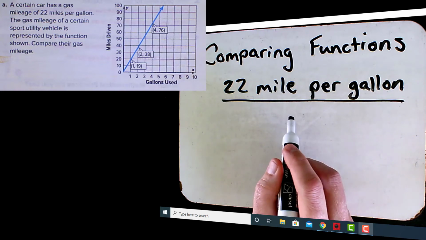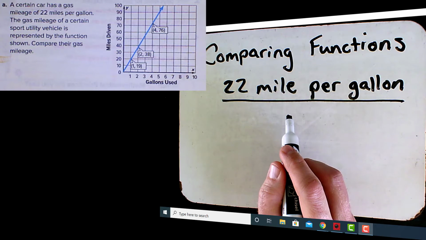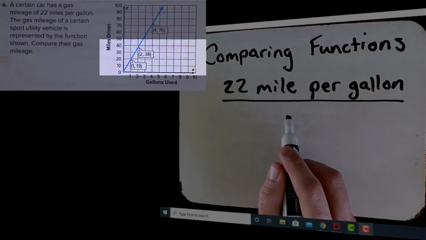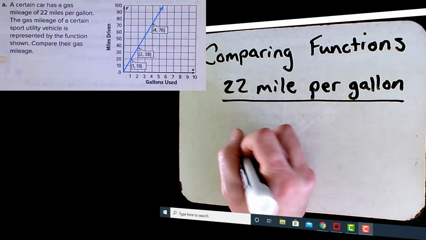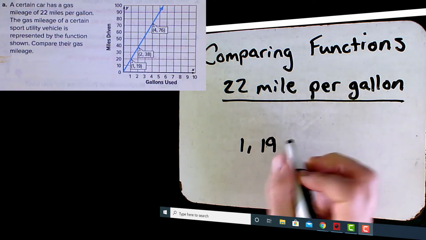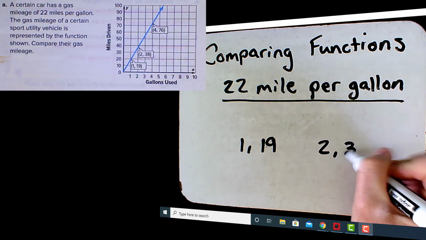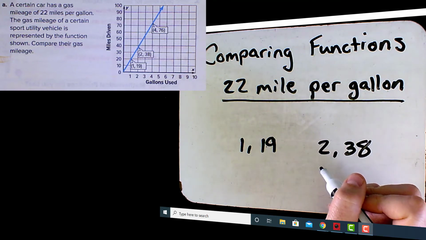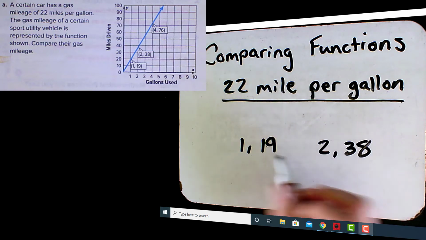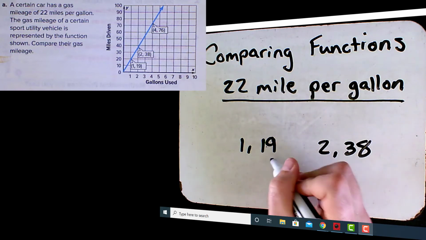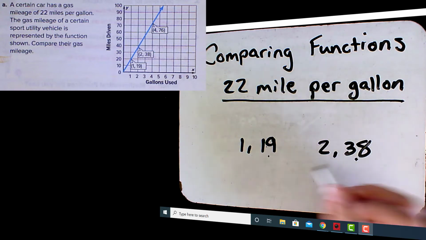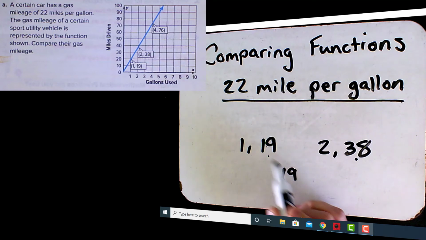The graph shows a point at 19, and then our next point is at 38. The x value is the gallons that are used, and the y value is the miles that are driven. So with 1 gallon, we go 19 miles. With 2 gallons, we go 38 miles. To find out the miles per gallon, I can look at any one of these points and see what is happening. My change in the miles is 19. The change in the gallons is 1.